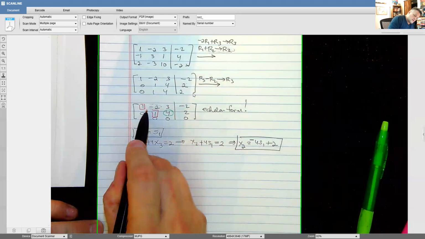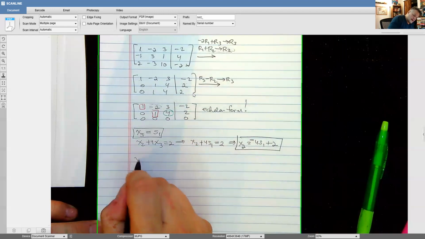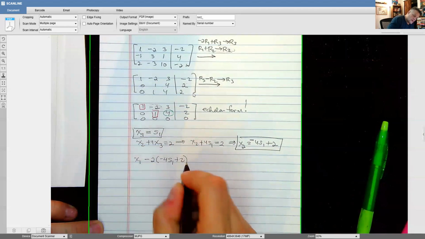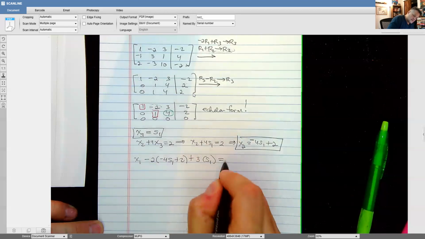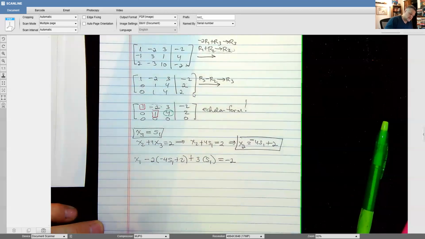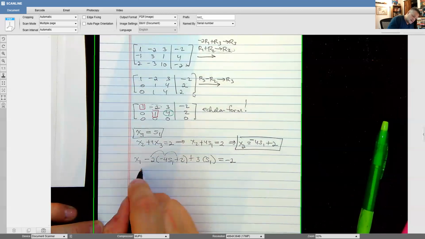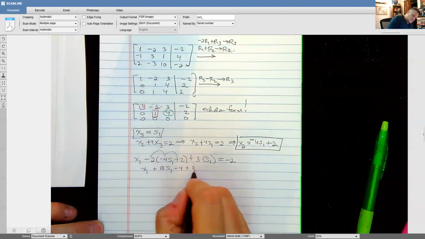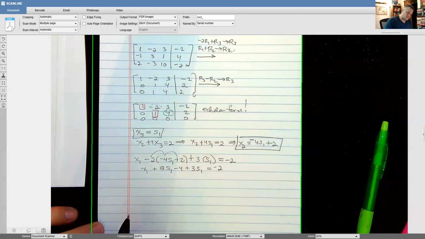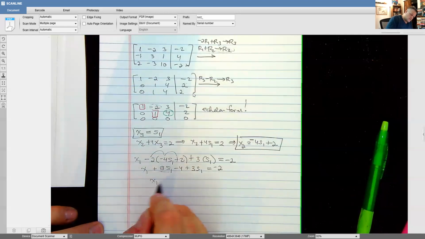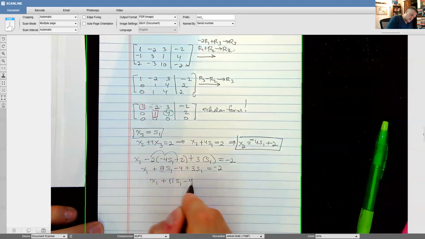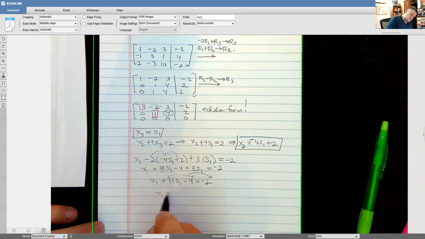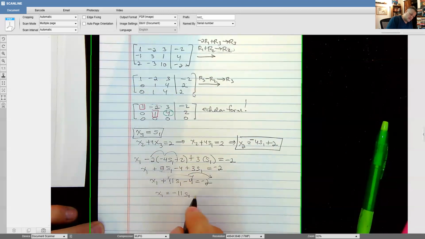Okay, and then if I plug both these guys in here, I get x1 minus 2 times (4s1 plus 2) plus 3 times s1, that equals minus 2. Let's simplify. Multiply both of those by -1. So I have x1 plus 8s1 minus 4 plus 3s1 is minus 2. Combine these guys. I have x1 plus 11s1 minus 4 is minus 2, and then just take these guys to the right. So x1 equals negative 11s1 plus 4 minus 2 is plus 2.